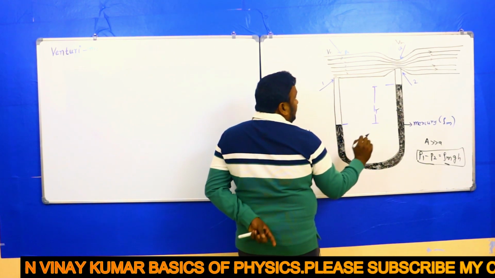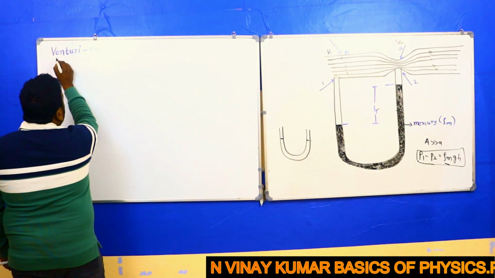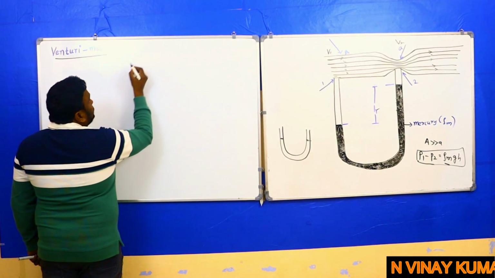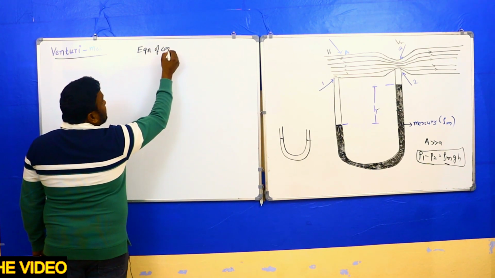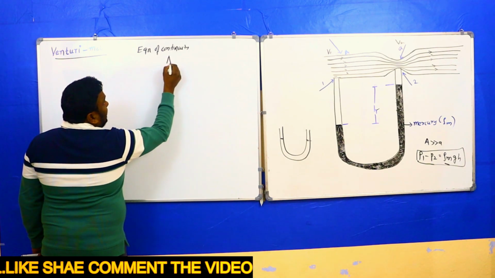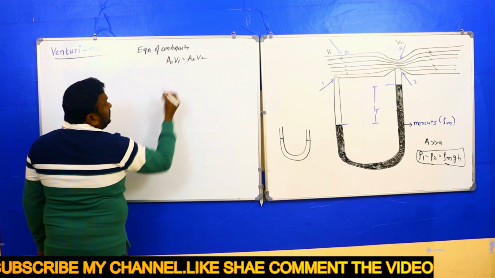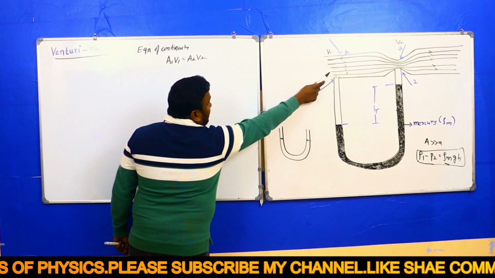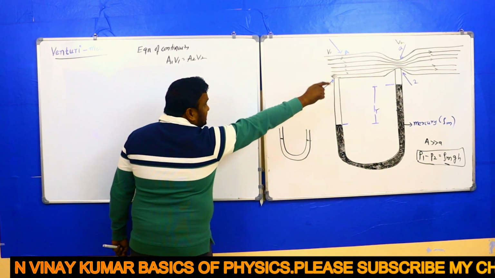It's very clear. Now by using Bernoulli's theorem, we want to find out the velocity. So here we have the equation of continuity, that is A1 V1 equals A2 V2. Here V1 is the velocity of the fluid at the first area and V2 is the velocity of the fluid at the constricted area.